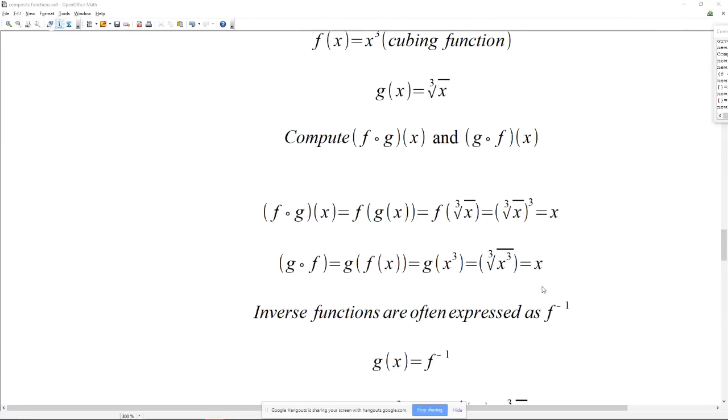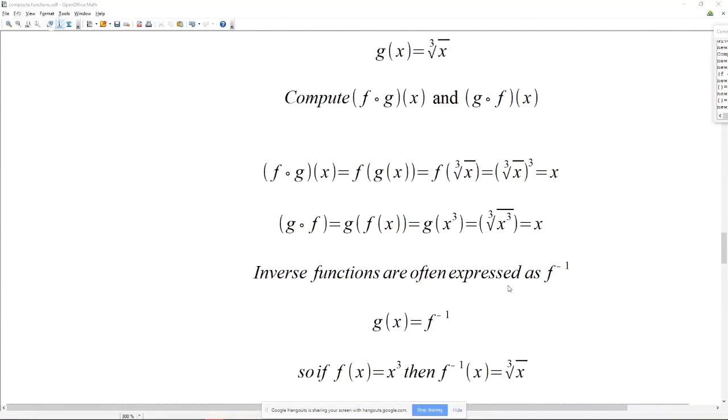Now you're generally going to see inverse functions expressed with this notation: f raised to the -1. This is not f raised to a negative exponent. When you see a negative on the exponent, it generally means an inverse. For example, if I have x to the -1, what is x to the -1? Well, it's 1 over x.